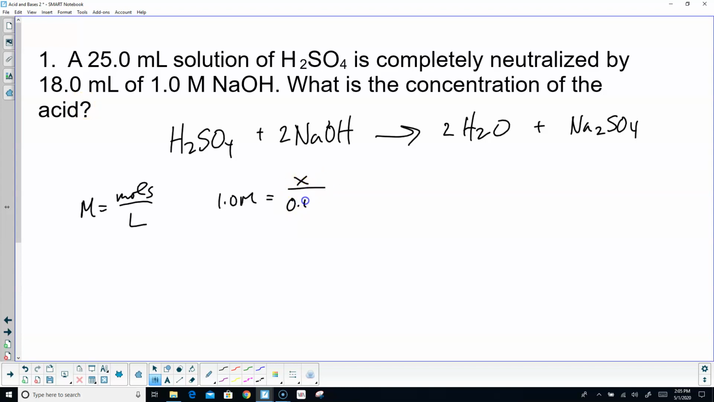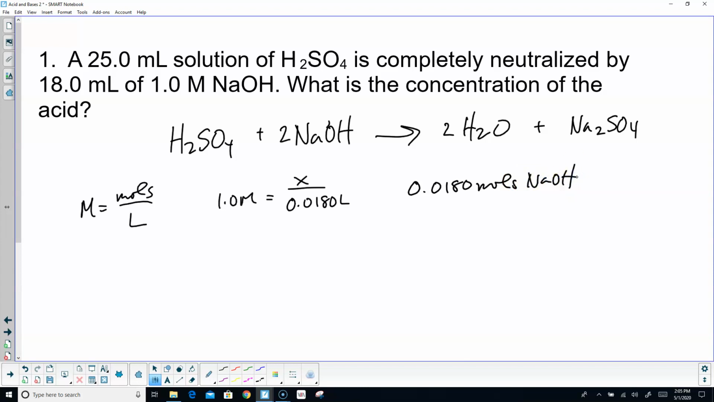You realize that we have to make this liters, moles per liter, right? To convert milliliters to liters, you move the decimal place 3 places to the left. To solve this, we're going to cross multiply. When you do that, you end up with 0.0180, and this is going to be moles of NaOH.